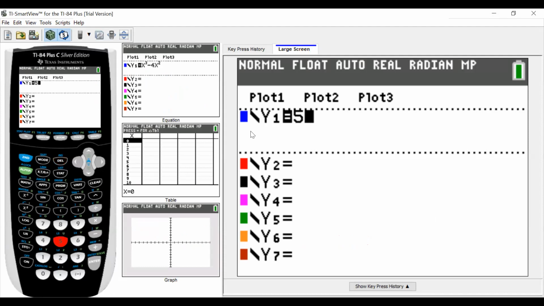So you type in 5. And then do you see your X button right there? There's your X button. Just push on the X. And then to the 4th power, you got to use that little caret. So that little caret is right there, the little red button right there.